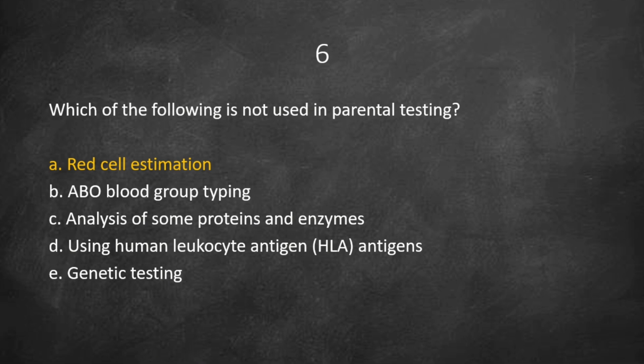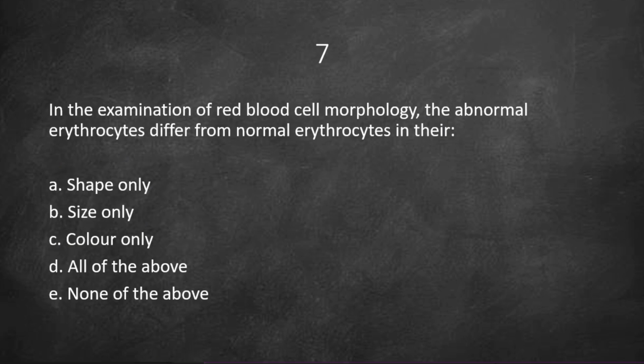Okay. So question 7. It says that in the examination of red blood cell morphology, the abnormal erythrocytes differ from normal erythrocytes in their A, shape only, B, size only, C, color only, D, all of the above, E, none of the above. So the correct answer here is all of the above.